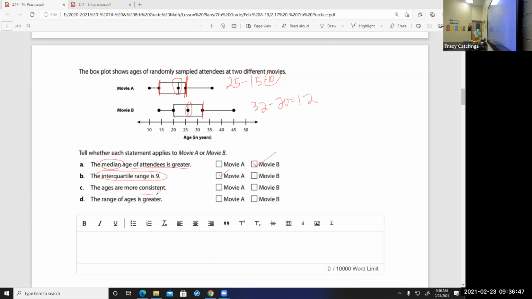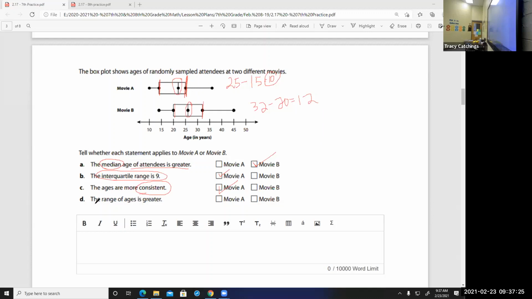All right, the ages are more consistent. Consistent means the ages are closer together. I don't have some way over there or some way over there. So out of movie A or movie B, which one would you say the ages are closer together? Why you say movie A? I'll go with movie A. Notice movie B. It jumped way up here to 45 compared to everything else being around 20. In movie A, everything is about between 15 and 25, and then it may get up to about 35.